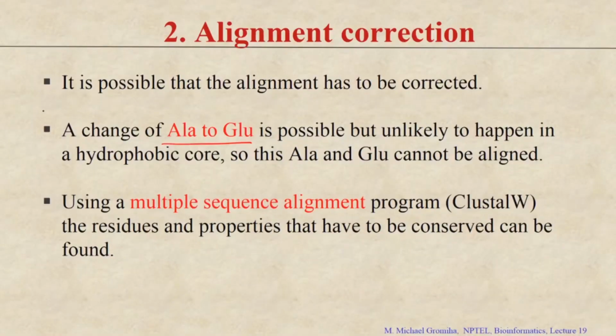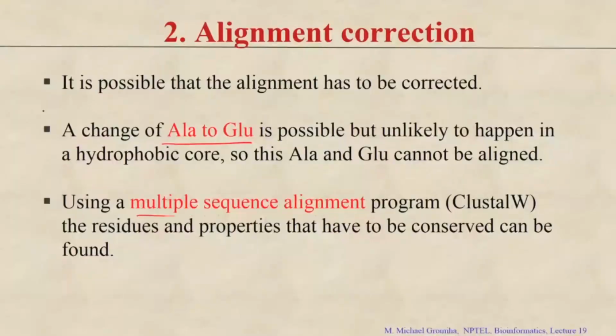It will destabilize the protein, because it is a charged residue. So this type of alignment is less possible. In this case you need to change the alignment, so introduce a gap, and you can make these residues not aligned. You have to align them properly.